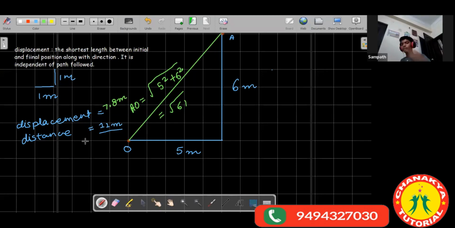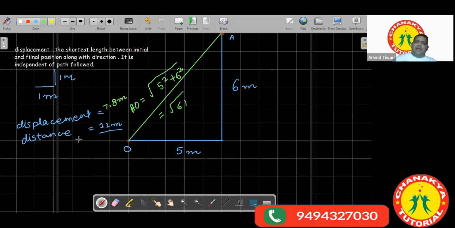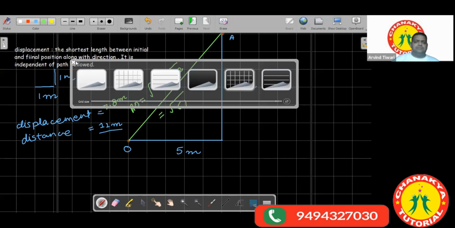Yes, sir. Okay. Now let's see another question. It can be just a little bit something like this also, but you have to make your own diagram. So let's see here. I'm giving you the question.